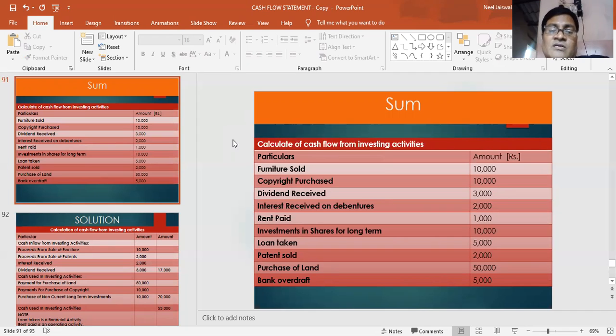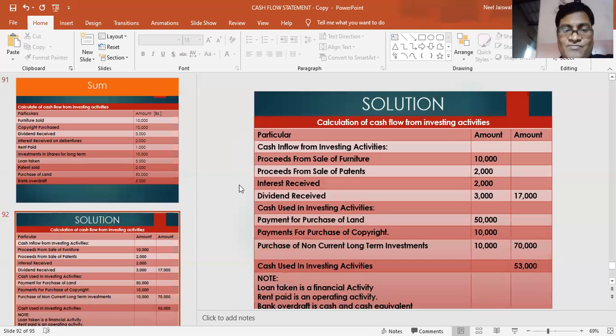Patent sold is an investing activity. Purchase of land is an investing activity. And bank overdraft also comes under cash and cash equivalents, so bank overdraft will not come as an investing activity.